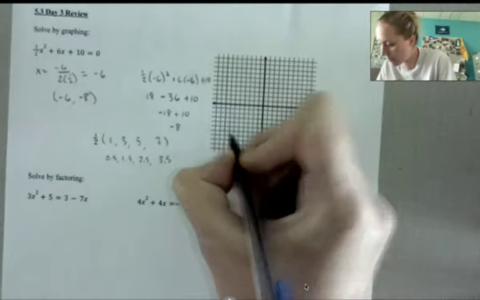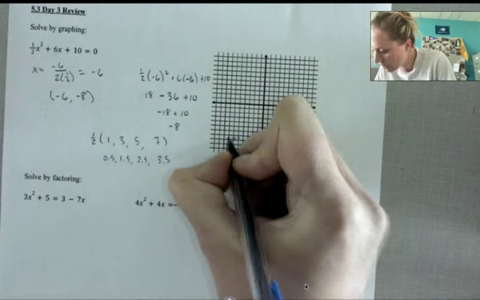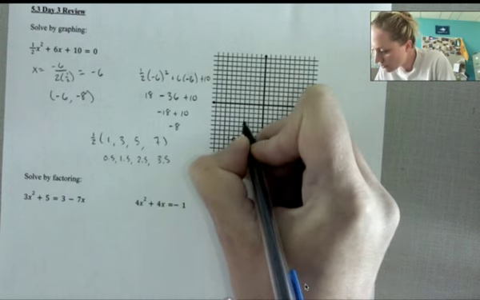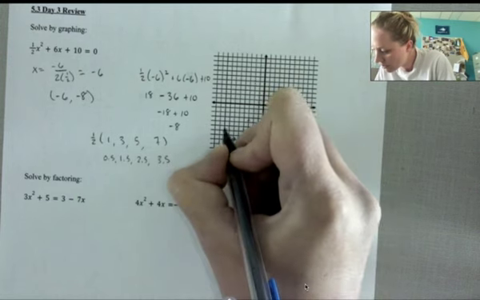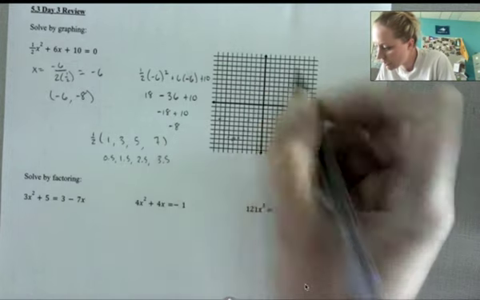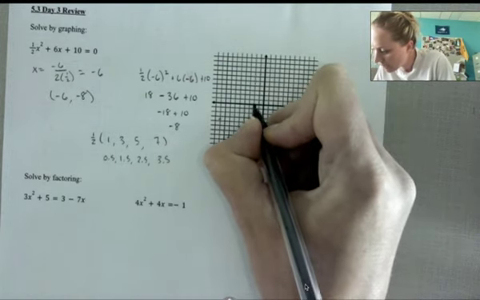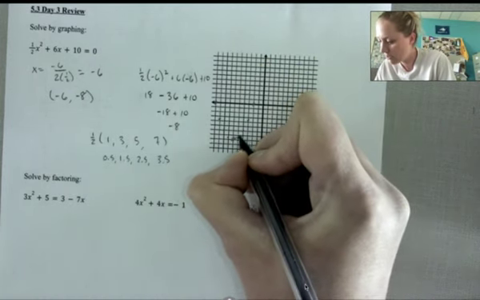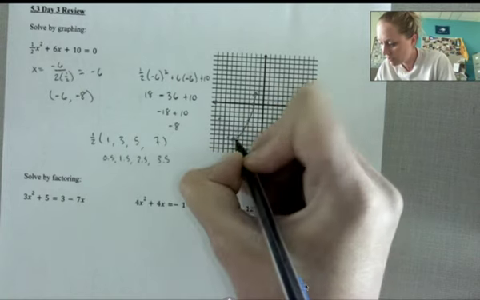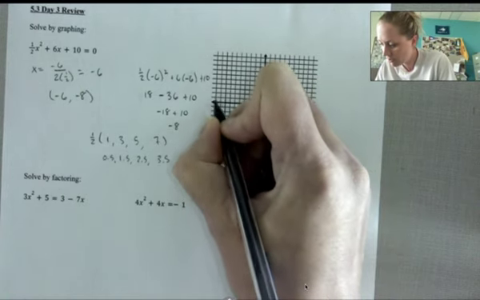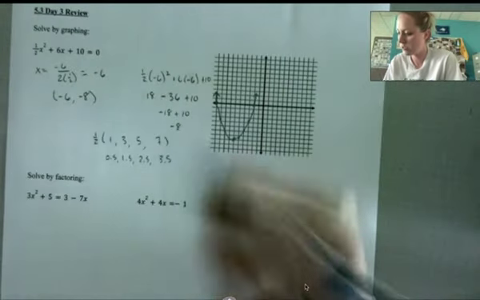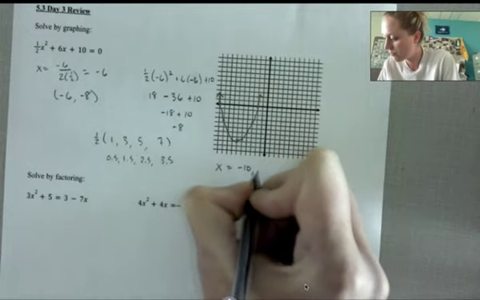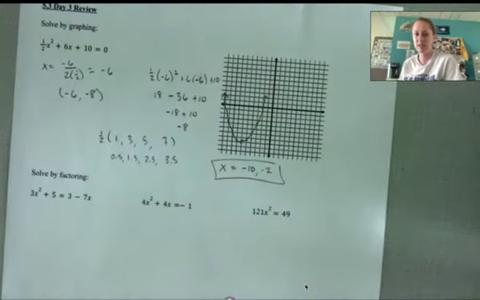All right, so I'm going to go up a half and over 1, then up 1.5 and over 1, then up 2.5 and over 1, then up 3.5 and over 1, and that gets me to a nice whole number 0. All right, so my solutions are negative 10 and negative 2. That is where my graph crosses the x-axis.